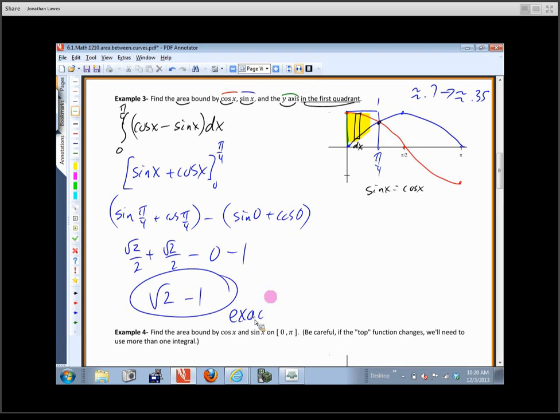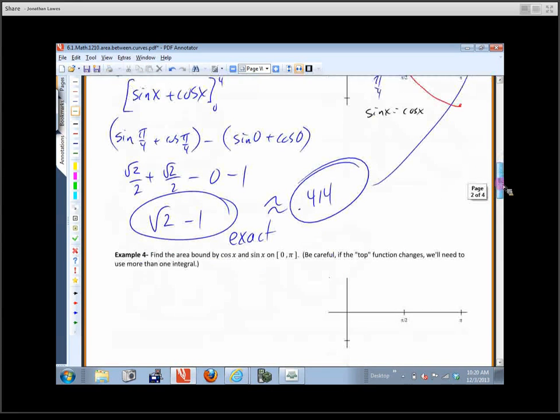Let's throw that in the calculator and get a decimal approximation and see how close we were. We were guessing somewhere around 0.35. This is about 1.414 minus 1, so this should be 0.414. Right? Not bad. Good ballpark estimate. Good clue that we're headed in the right direction. Okay, any questions there?